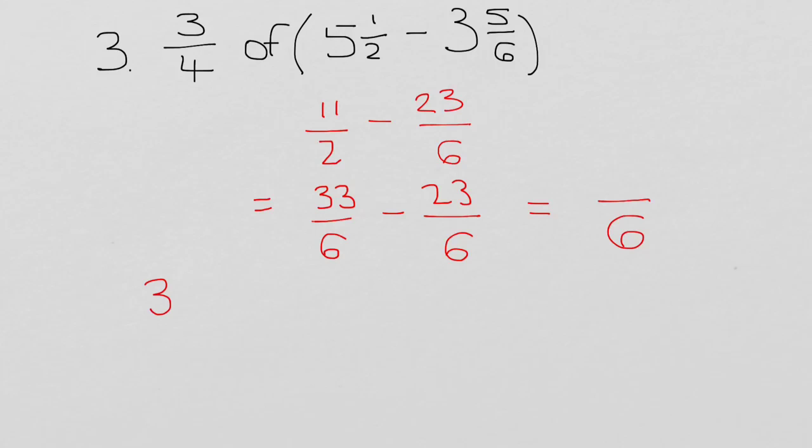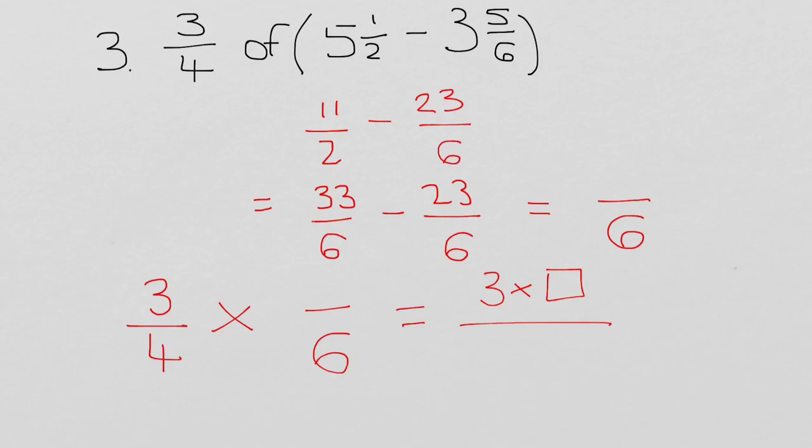You can then go on to work out 3/4 of your answer. Now remember, when you are multiplying fractions, it's nice and simple. You multiply 3 times whatever the number on top is over 4 times 6.